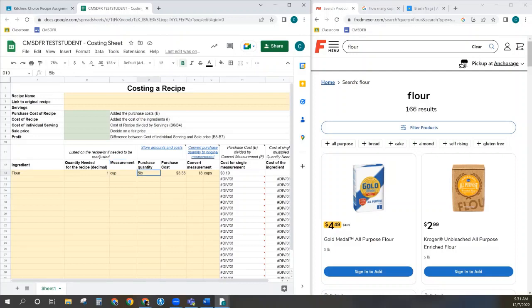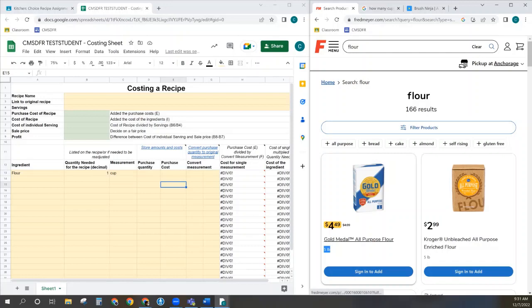And then this part over here, I need to do a little research for. So I'm actually going to delete this for the time being and do this with you. So purchase quantity, right? That's the amount when I go online at a store to find it, to buy it, that's the amount it comes in. So if I was searching Fred Meyer for flour, I found Gold Medal all-purpose flour for $4.49, and it comes in 5-pound bags. Now there's a cheaper one off to the right, but I'm just going to go with this one for the time being. So over here, purchase quantity, that's the amount it's being sold in. So that's 5 pounds right there. So I'd say 5-pound bag of flour.